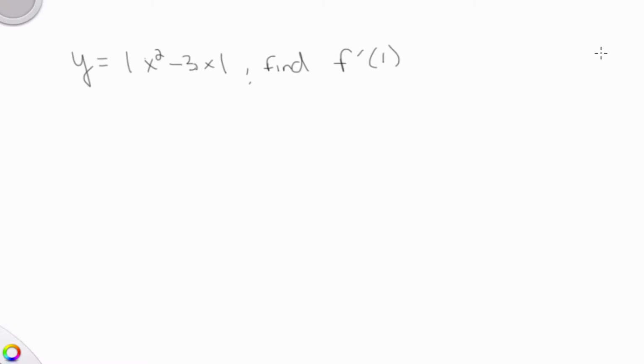Hey there, everybody. This was number 27, I think, from class that some of you had a question on, so I thought I'd make a video about it. We were given the absolute value of a function of x squared minus 3x, and we wanted to find out what the derivative at 1 was.